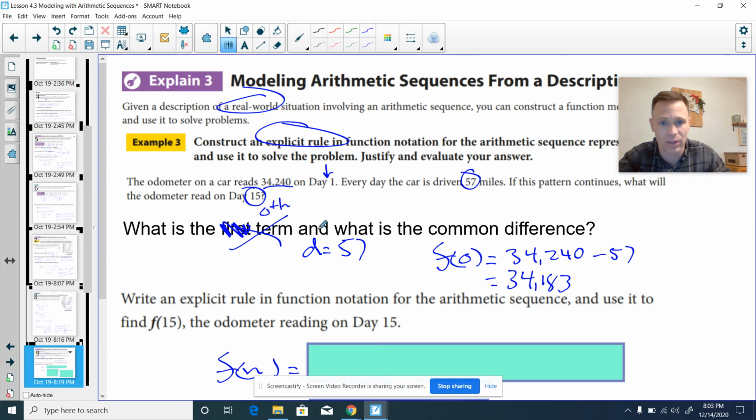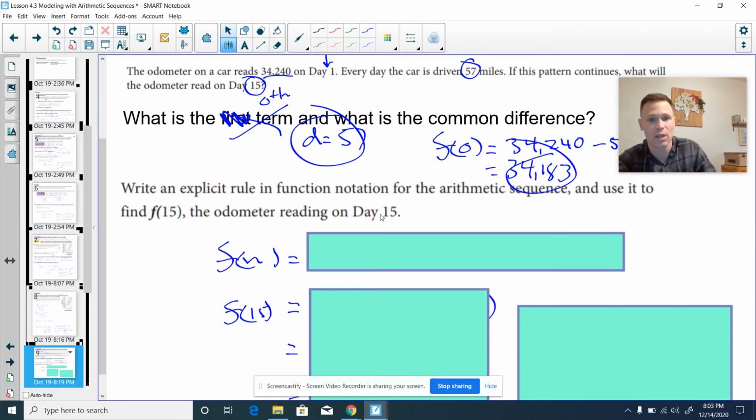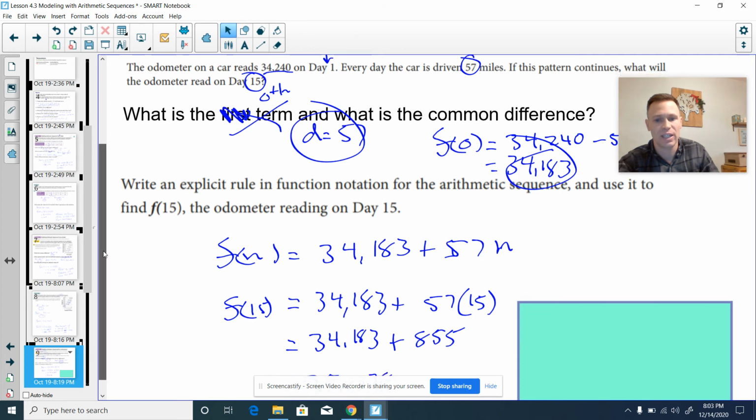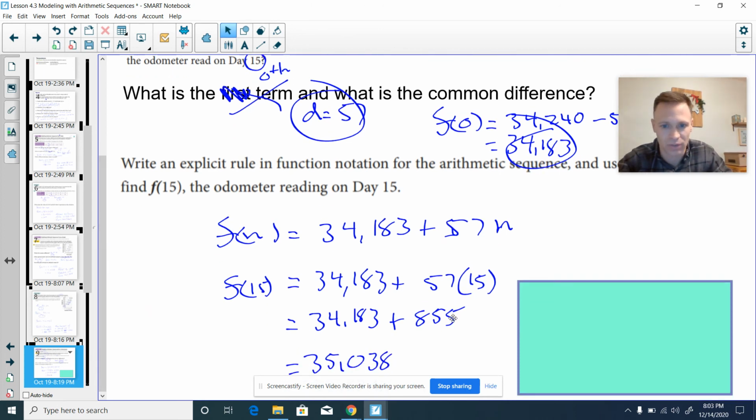Now I have, again, everything I need to write my function, my explicit rule. So f of n is going to be equal to that 34,183 plus 57n. And n represents the number of days driven here. So if I want to figure out 15 days, then I substitute 15 in for n. I do that. 15 times 57 is 855 miles. I add that to the existing 34,183 miles on the odometer, and I end up with 35,038 miles on the odometer after 15 days.